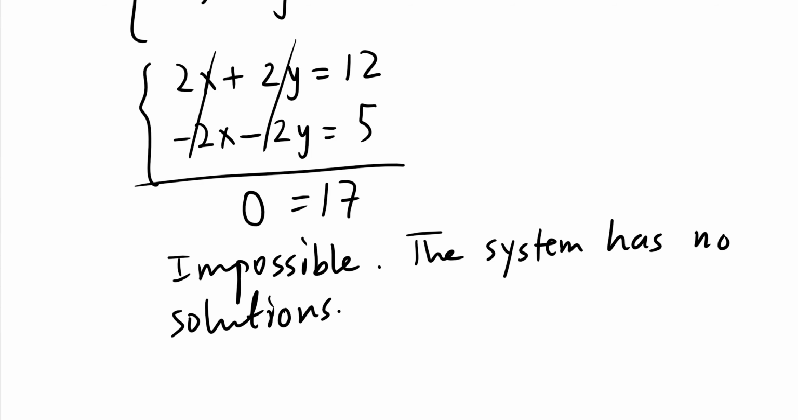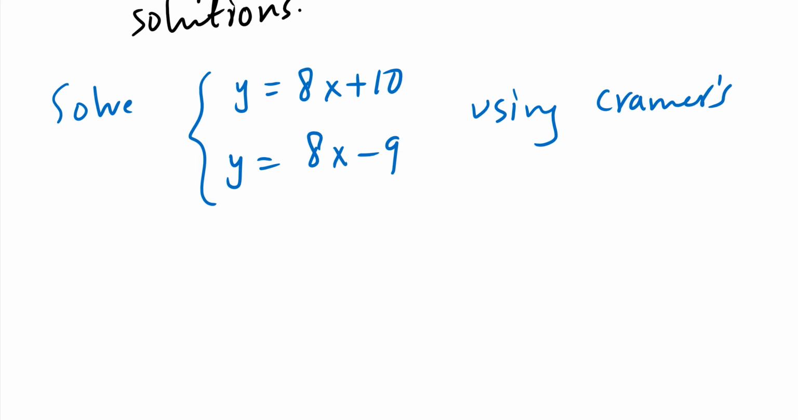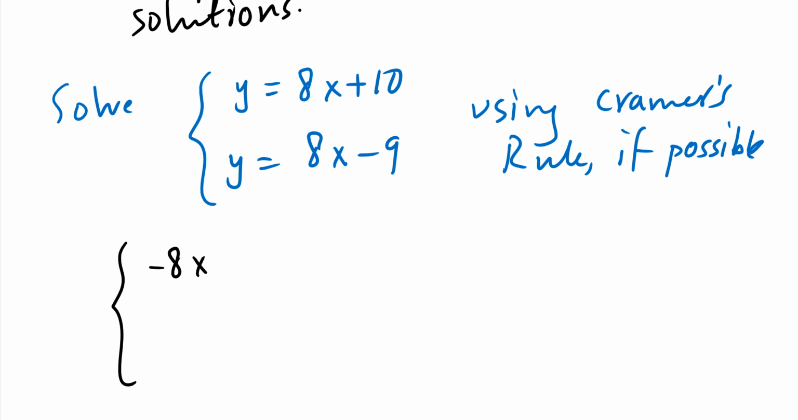So now let's look at another one. Solve y equals 8x plus 10 and y equals 8x minus 9 using Cramer's rule if possible. Okay, using Cramer's rule if possible. So the first thing we need to do is subtract 8x on both sides, and same thing for the other one.